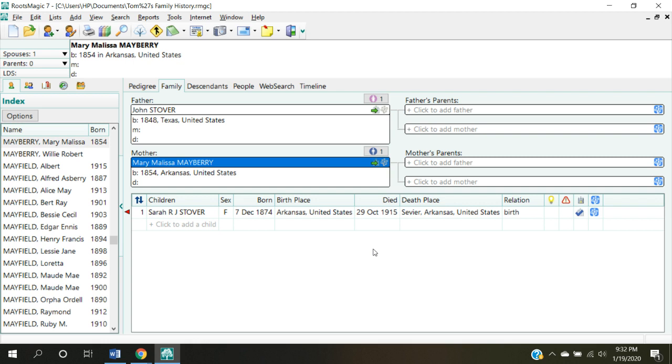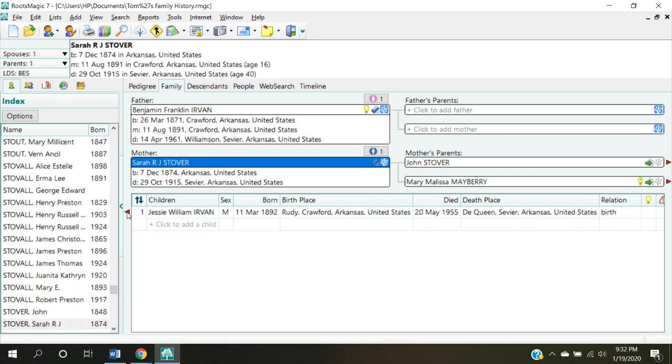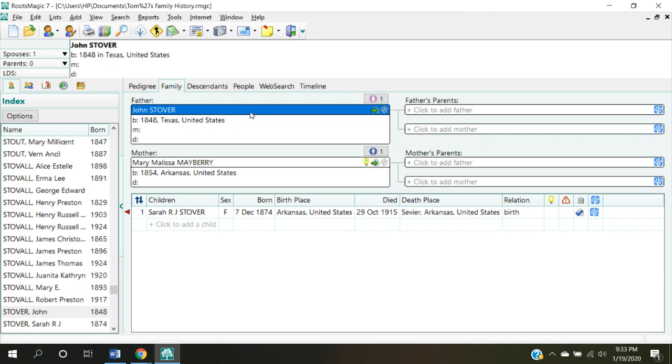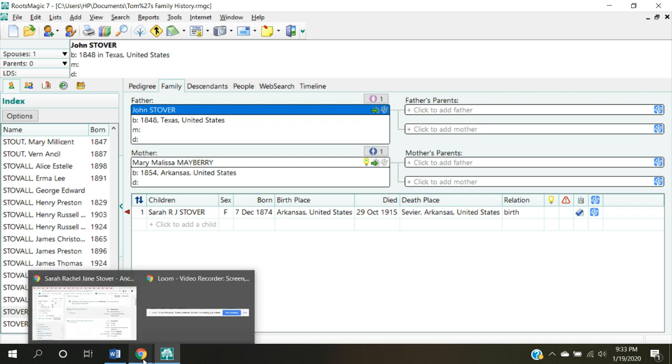So at this point, this is how we got the parents of Sarah R. J. Stover, which is kind of repetitious of what we did previously, because we were working on her son, Jesse William Irvin, and we found these two people, her parents. We went through that. And once again, I repeated how to find parents of a child. And that's this video. I'm trying to do shorter videos and review information that we've already discussed.